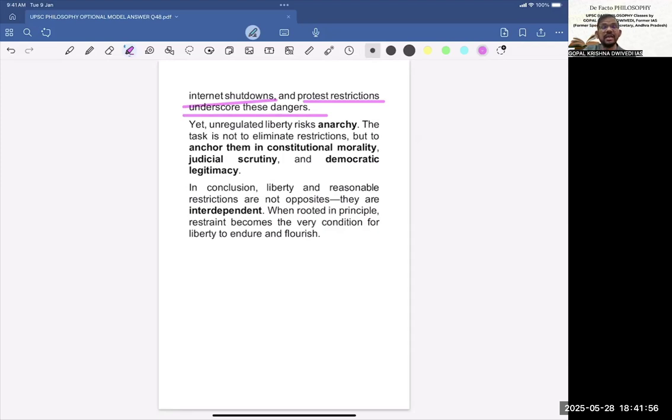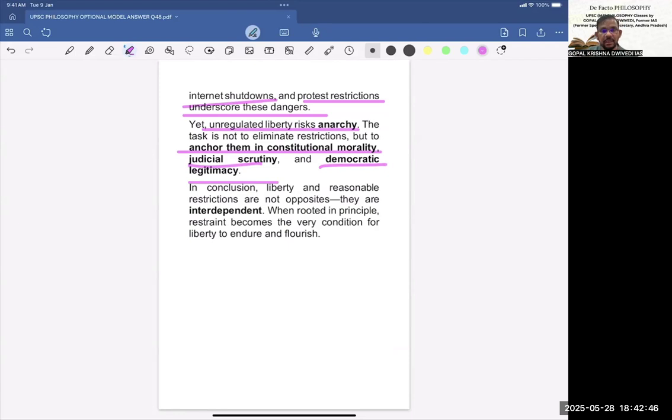Yet, unregulated liberty risks anarchy. This is again a very important point. Because on the one hand, unregulated restrictions may lead to one kind of problem, and unregulated liberty may lead to another kind of problem. It may risk anarchy. The task is not to eliminate restrictions, but to anchor them in constitutional morality, judicial scrutiny, and democratic legitimacy. Constitutional morality, as all of you know, we keep talking about in the GS ethics paper. Judicial scrutiny, of course, the High Court and Supreme Court have to scrutinize the law and then approve it. Then democratic legitimacy.